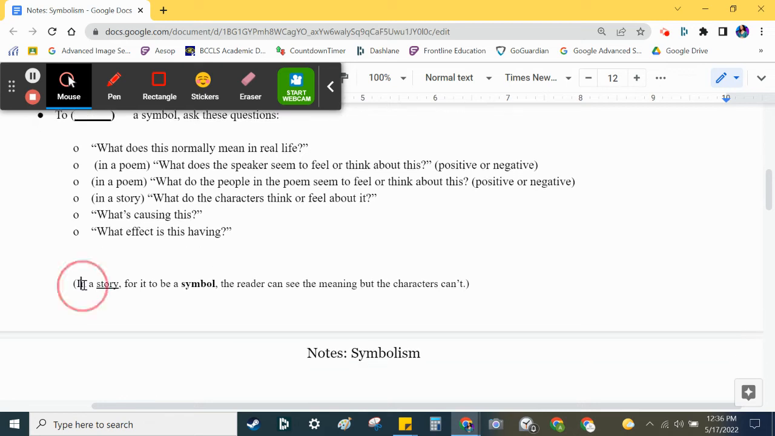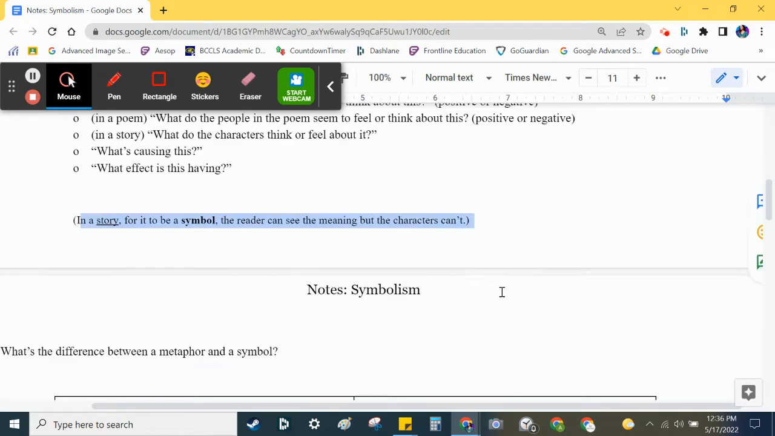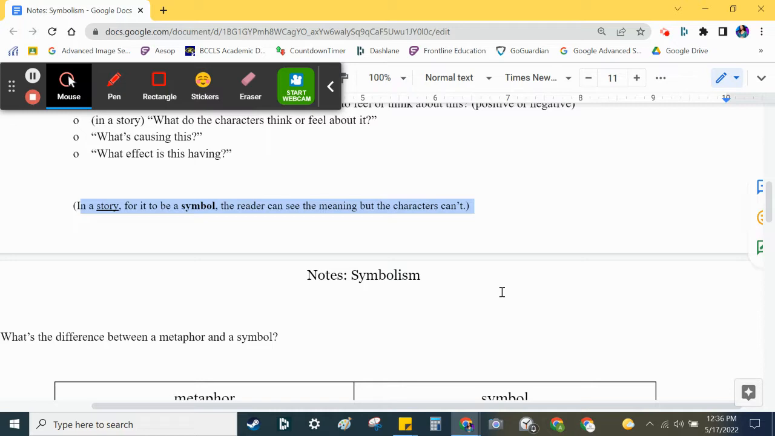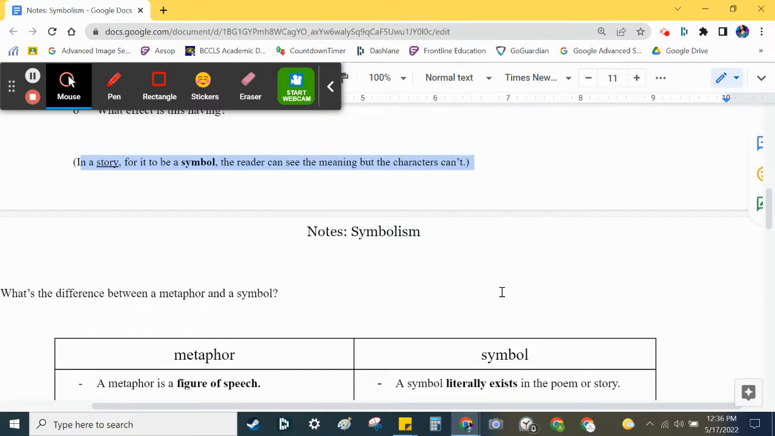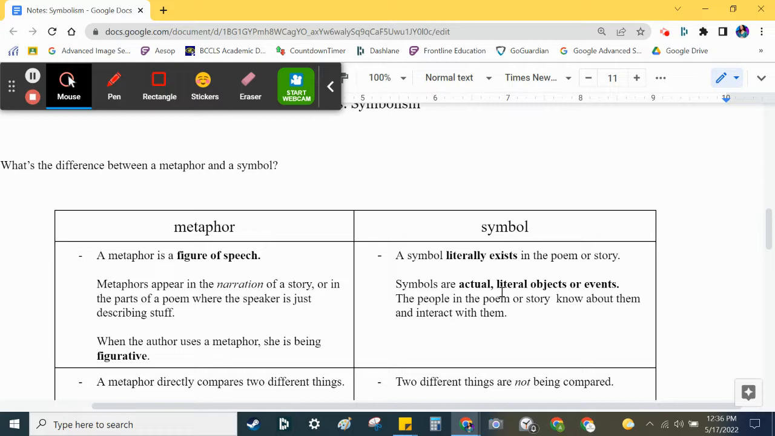poem, sorry. Now, if it's a story, for it to be a symbol, the reader can see the meaning, like you as the reader, but the characters don't see any special meaning. It's not symbolic to the characters, it's just a thing. It's just a cat. Now you might be thinking, what's the difference between a metaphor and a symbol? So a metaphor is a figure of speech. It doesn't exist literally in the writing. It's the author being figurative. So if you said her eyes were as dark as a black cat, that doesn't mean there's actually a black cat in the story or poem. You're just making a comparison.